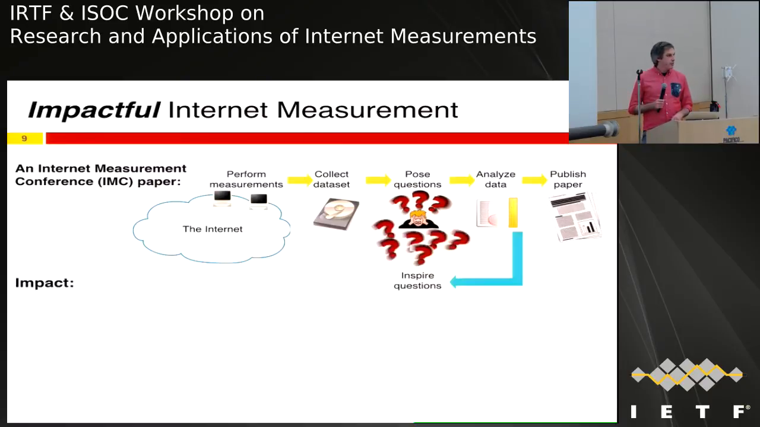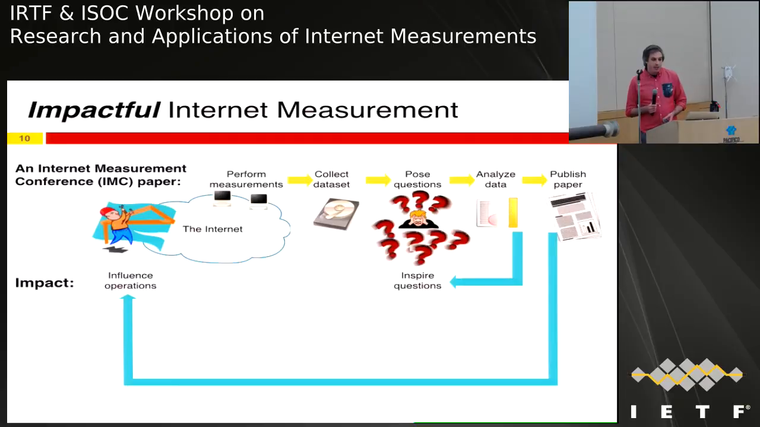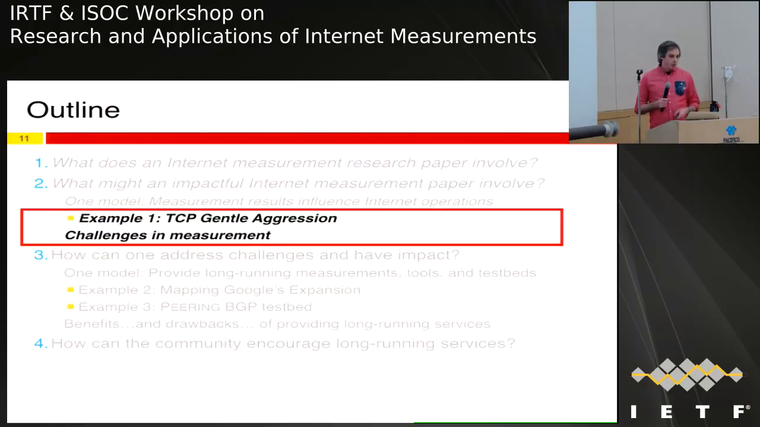A traditional academic measure of impact is if it inspires further research and further questions that either you pursue or that other people pursue based on it. Of course, ultimately, we'd like our research to impact internet operations. As an example, I'm going to talk about a TCP measurement study that we conducted that ended up influencing some internet operations. I'm going to talk about that TCP work and what enabled it to have that influence.